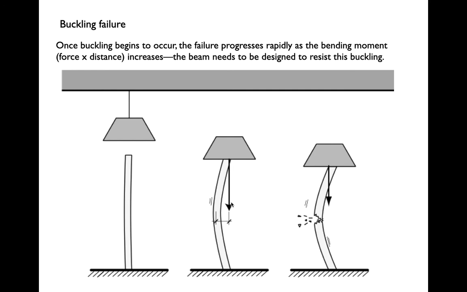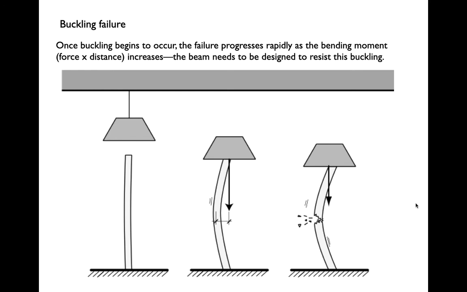The column moves more, which makes the buckling moment greater. As the buckling moment gets greater, the column moves farther. And we get a failure that is sort of a vicious circle. Eventually the column breaks, and you can see here in our diagram, it's breaking and bending, tension on one side, compression on the other, and the weight's going to fall to the ground.